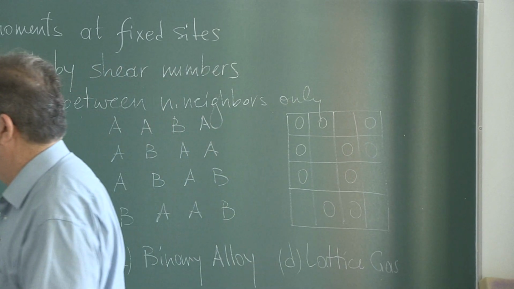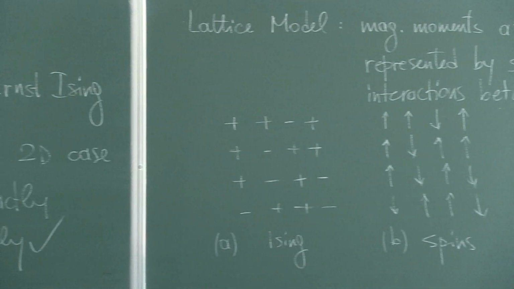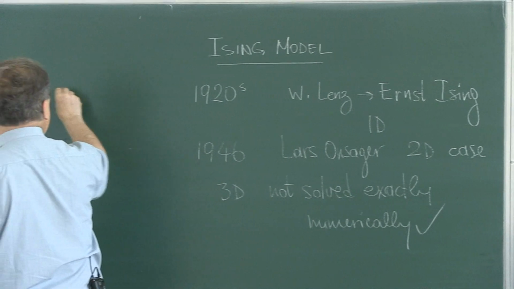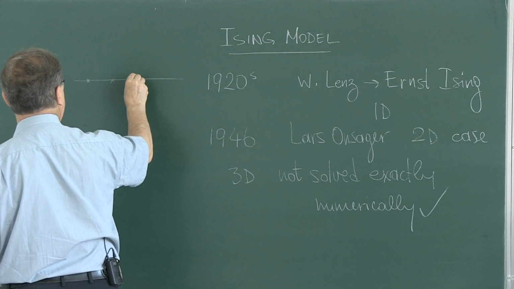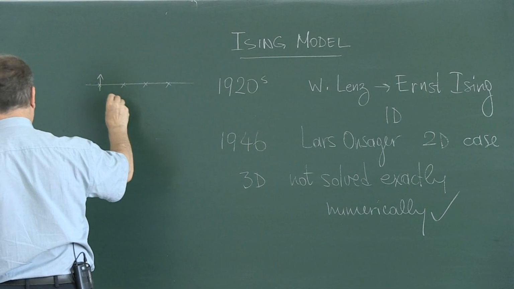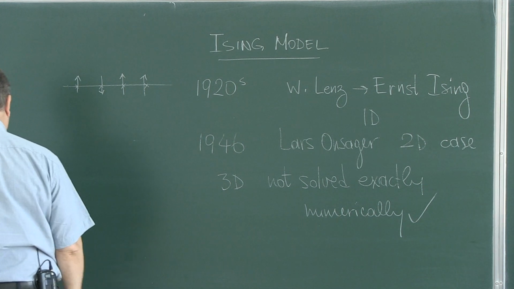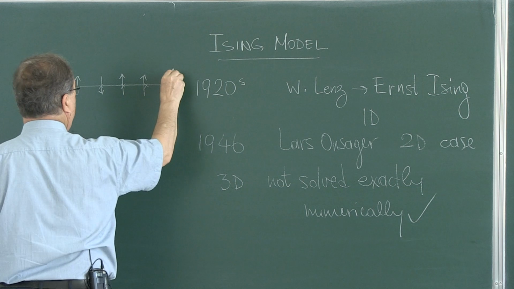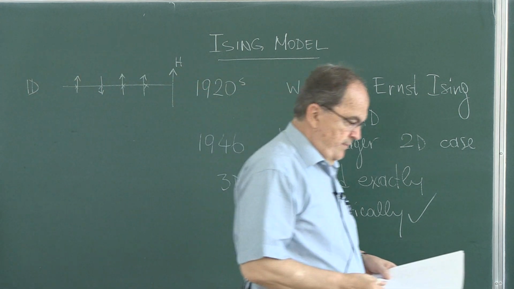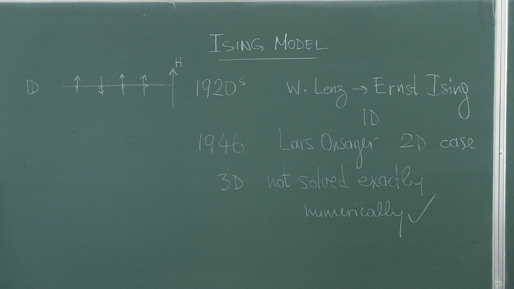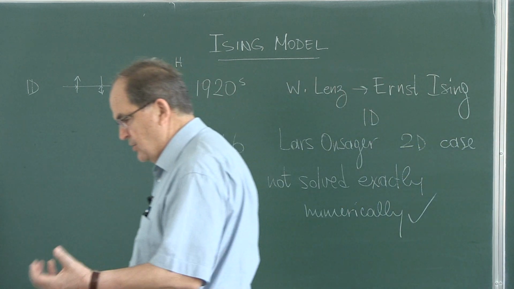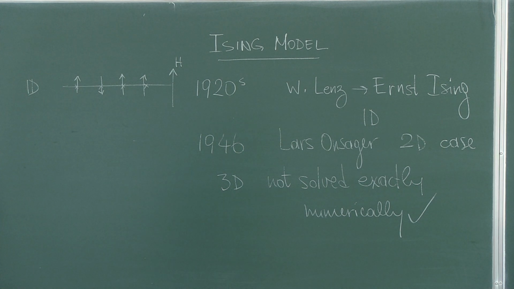In a one-dimensional case, where Ising was successful in solving, you can have the following thing. Here are the lattice sites. You can put spins there, etc. Now you can apply a magnetic field if you like. Originally it was introduced to solve the ferromagnetic problem, ferromagnetism, which is of course caused by spin-spin interaction, a very strong interaction, and the phase transition is of second order type.